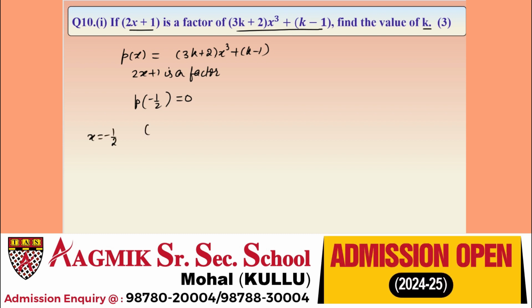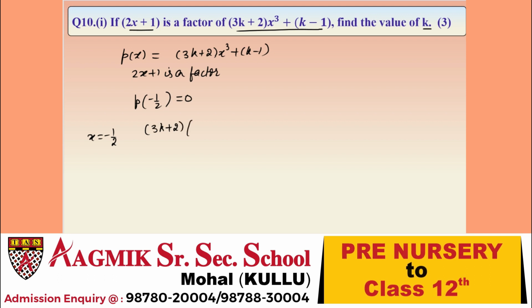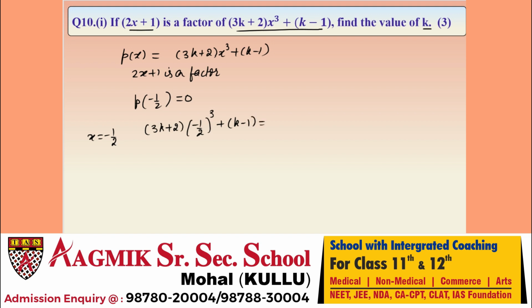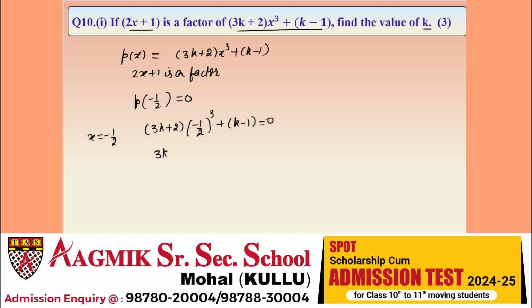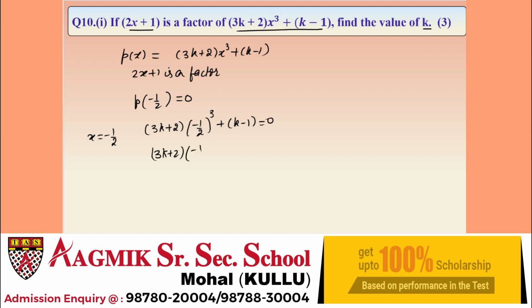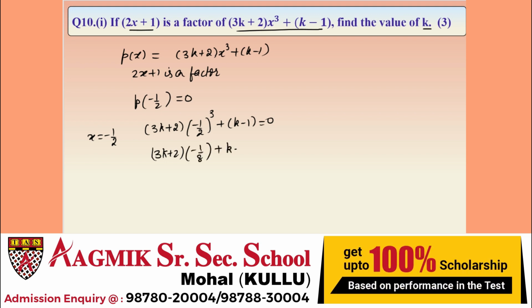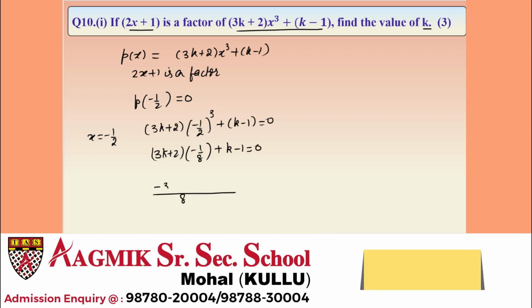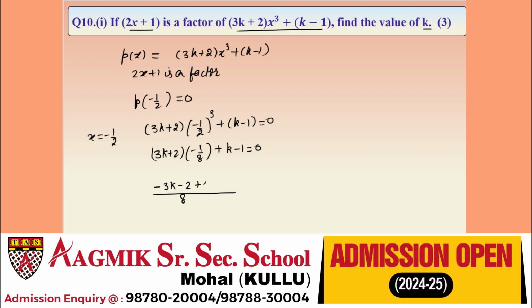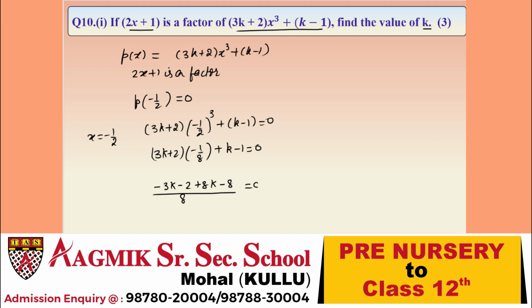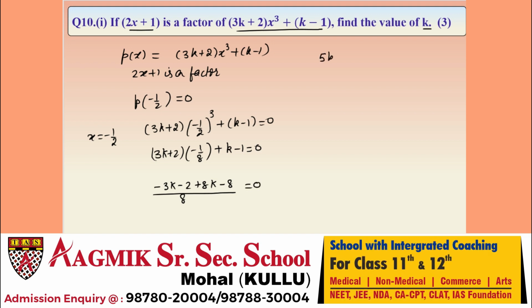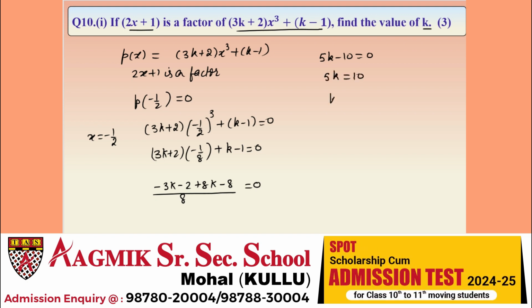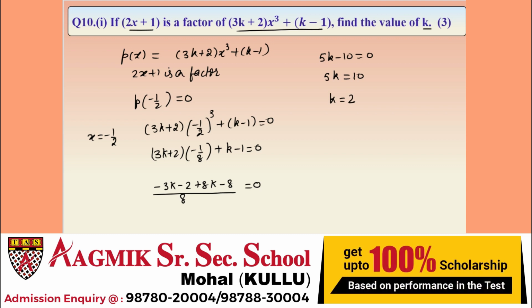So that means we get (3k + 2) times (minus half) cube plus k minus 1 is equal to 0. Let's simplify. So (3k + 2) times minus 1 by 8 plus k minus 1 is 0. Let us take LCM as 8. So we have minus 3k minus 2 plus 8k minus 8 is equal to 0. So we get 5k minus 10 is 0. So 5k is equal to 10. So value of k is 2, right?